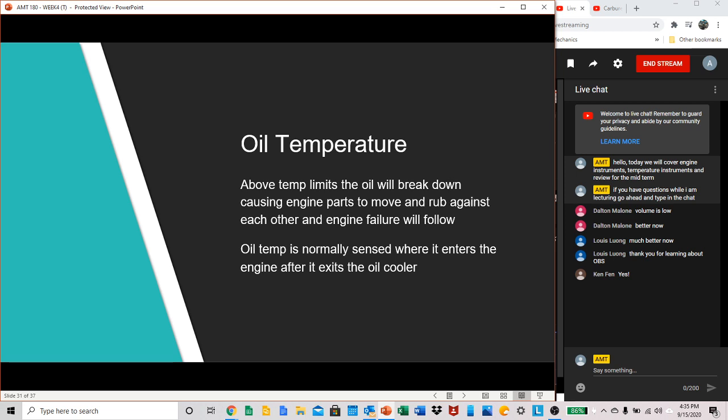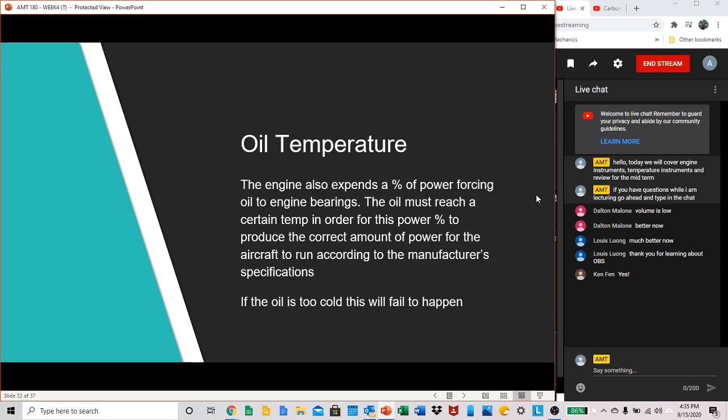Okay, so our oil temperature and oil pressure are very important for the condition of our engine. Just like our car, we don't ever want it to get too hot. So same with our aircraft engine, whether it's a piston engine or turbine engine, we don't want the oil temperature to get too hot. And we also don't want it to stay too cold.